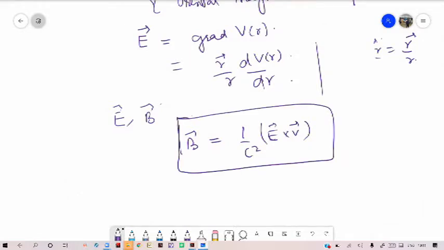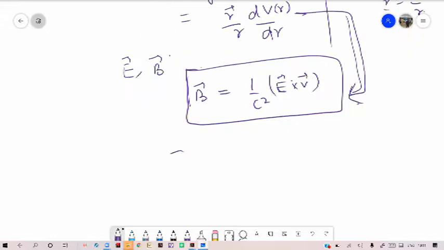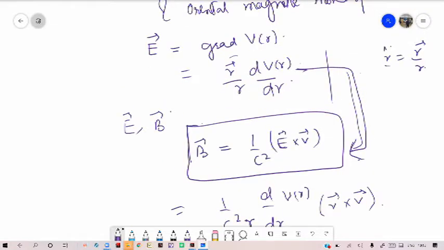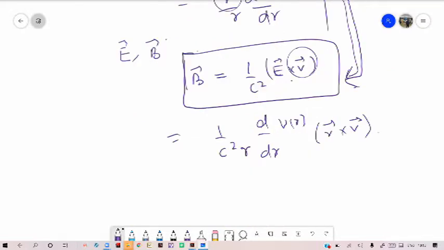B is equal to 1 by c square, E cross v. If you put in the value of E from the earlier equation, B will be equal to 1 by c square into r into d by dr of V(r), and the cross product will remain there. This r is from here, and this V is from here. All the other terms are assumed to be constant. We are putting in the value of E here.